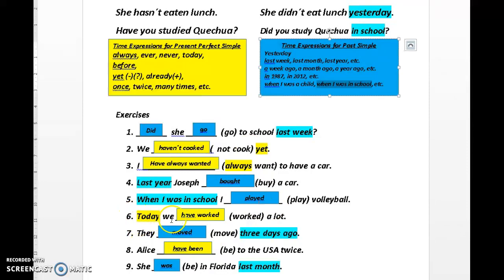Number 6. Today we have worked a lot. As you can see, the expression today is commonly used in present perfect simple. Number 7. They moved 3 days ago. The expression ago is commonly used in past simple. Next, Alice has been to the US twice. Present perfect simple. Number 9. She was in Florida last month. Past simple.